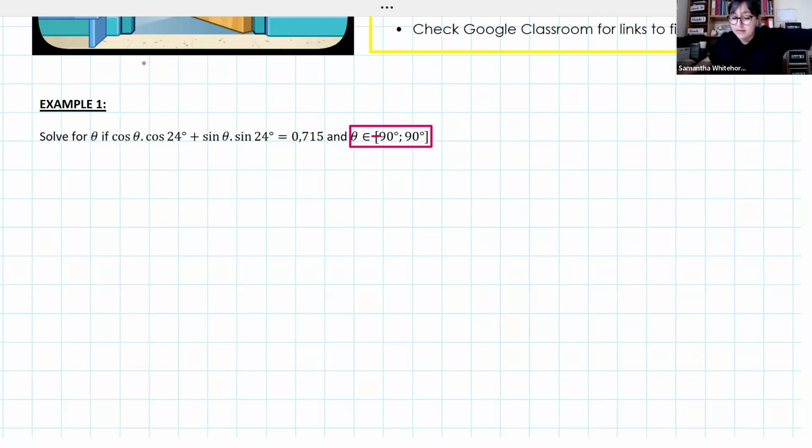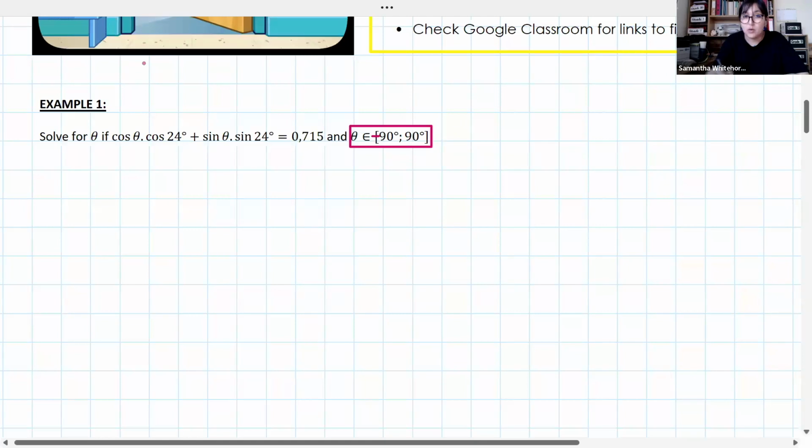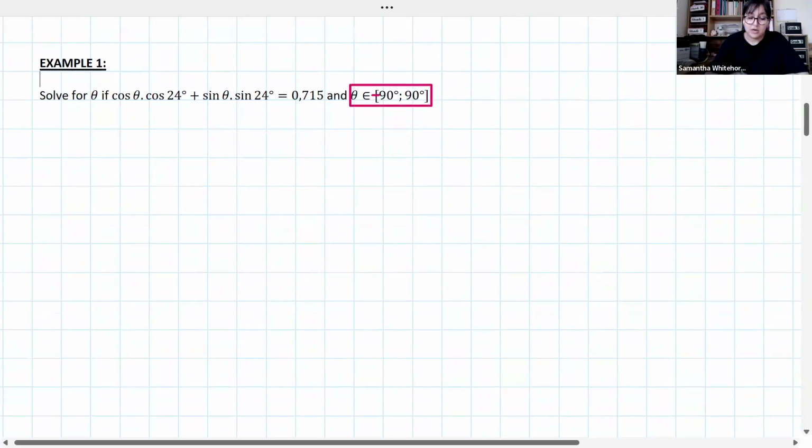All right, so that's what we have here. We're looking at negative 90 to 90, and we want to solve this equation. We deal with this restriction at the end. Only after we find our general solution will we deal with that, and we'll chat about it when we get there.